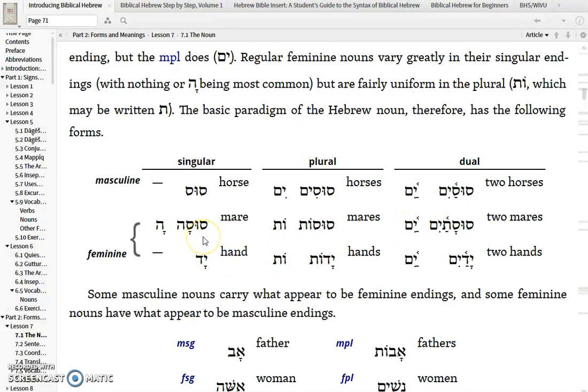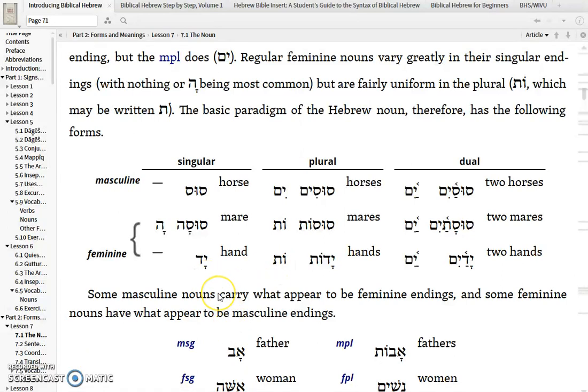Same thing with mare, susa. The plural is susot. But then you have susatayim, where you will have a T from the feminine ending. Sometimes it's a kamatz he, sometimes it shows up as a T. But then the yim ending also is there. So susatayim is two mares, two female horses.